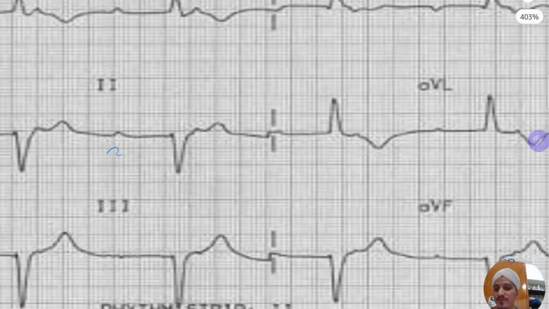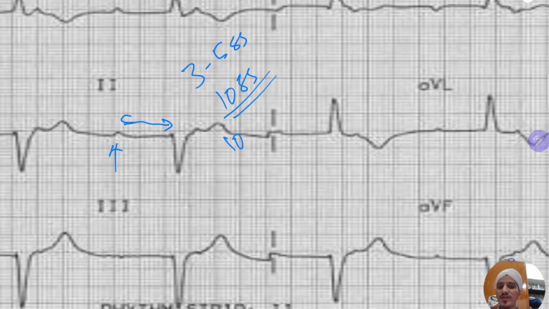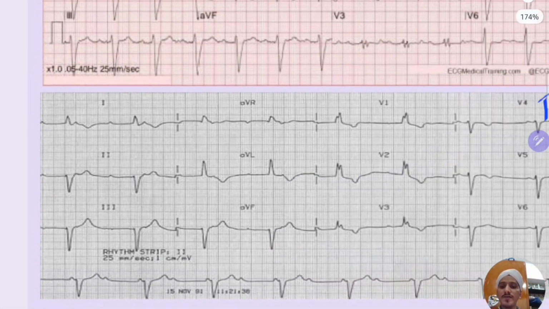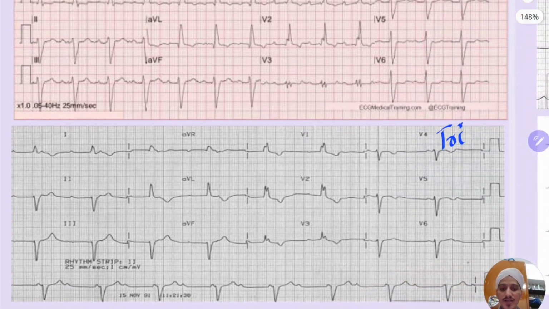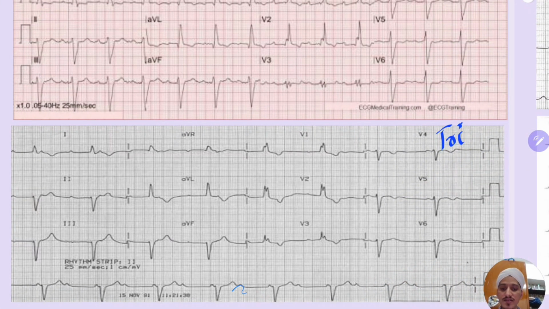So see here, this is the P wave and this is the distance. Approximately 2 large boxes. The normal range is 3 to 5 small squares. How many small squares are there? 10 small squares. So 10 small squares means there is grade 1 block and it is constant. If you see the rhythm strip, the distance is not increasing and there are no dropped beats. No single P wave you are finding without a QRS.